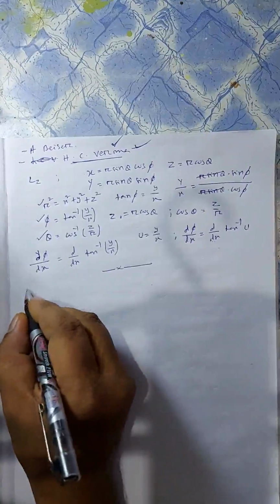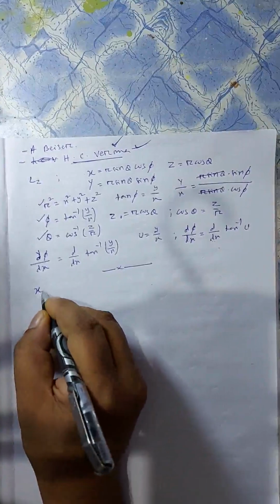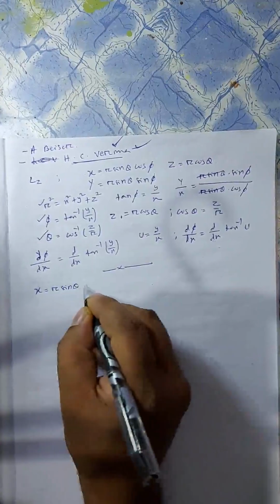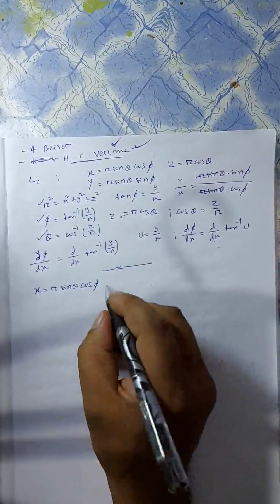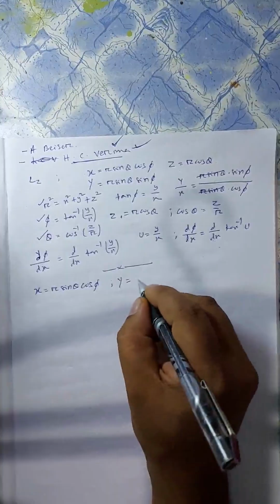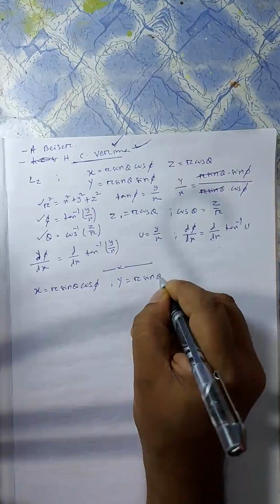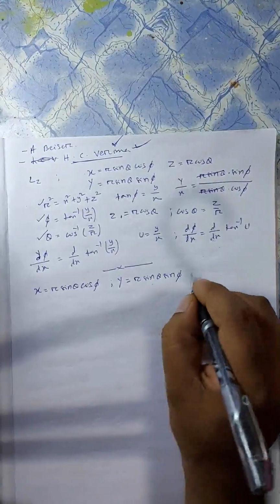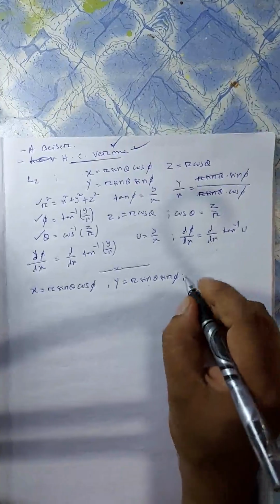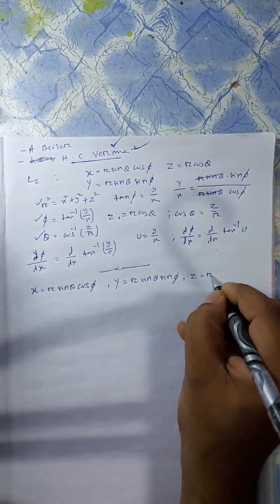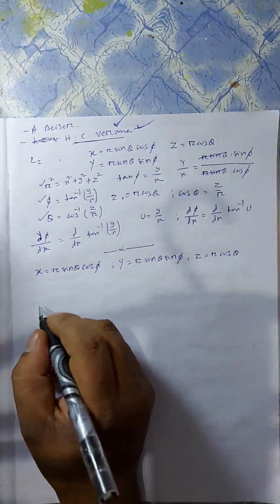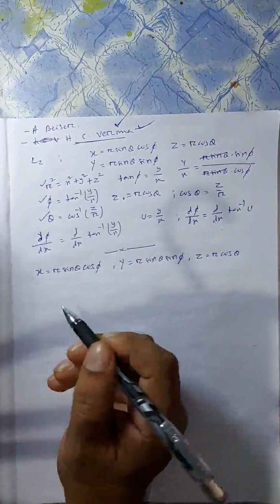Suppose we consider x is equal to r sin theta cos phi. Similarly, y is equal to r sin theta sin phi. This is how to convert Cartesian to polar, as in the rigid rotator. And z is equal to r cos theta. These three relations we already did. So then we have to go one by one.